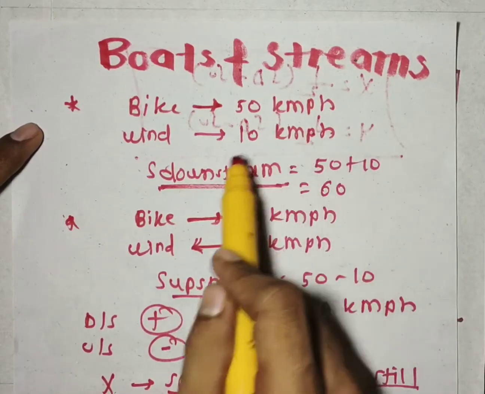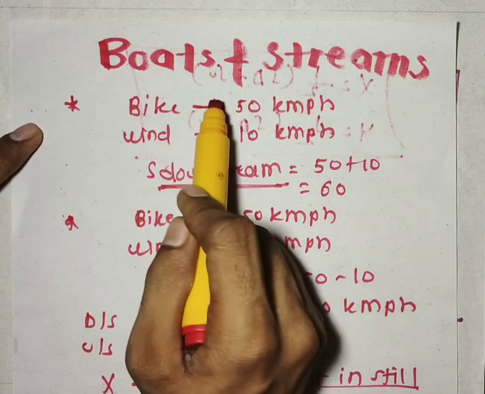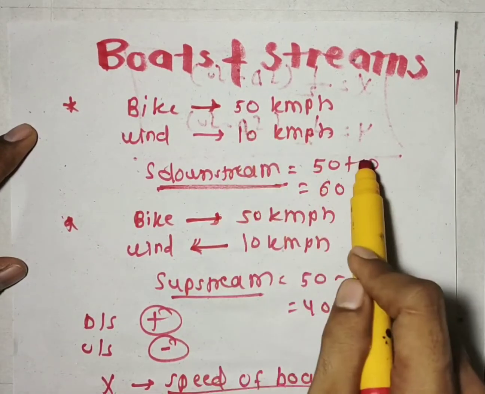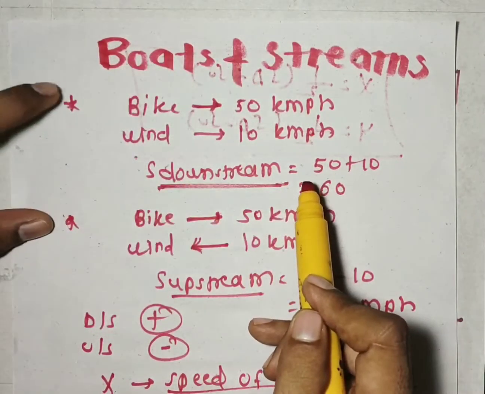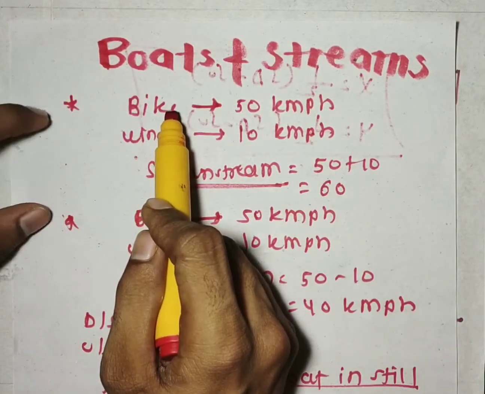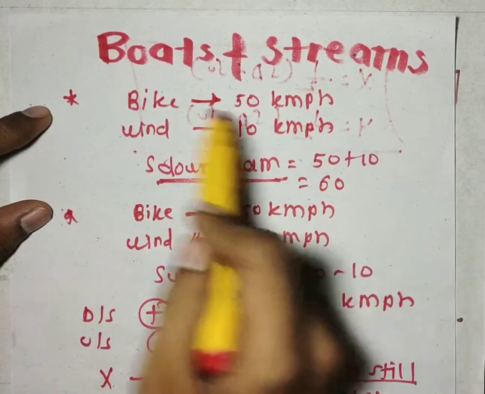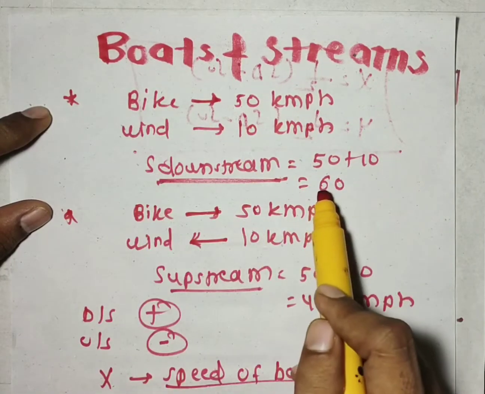This is called the downstream speed: when the directions are the same, it is called the downstream speed. So it is equal to 50 plus 10, as they are going in the same direction, meaning the wind is pushing the bike that was going at 50 km per hour. That's why I add the two speeds of the bike and wind. So 50 plus 10 is equal to 60.